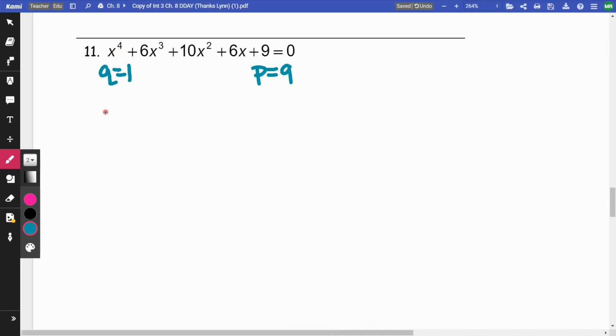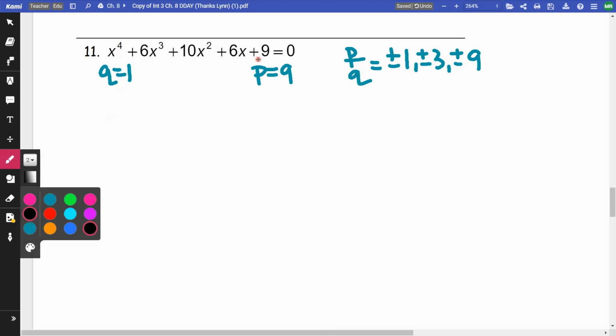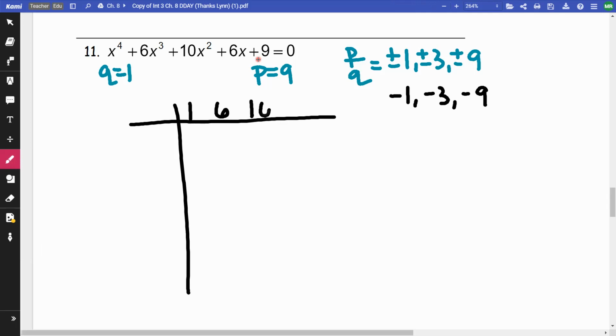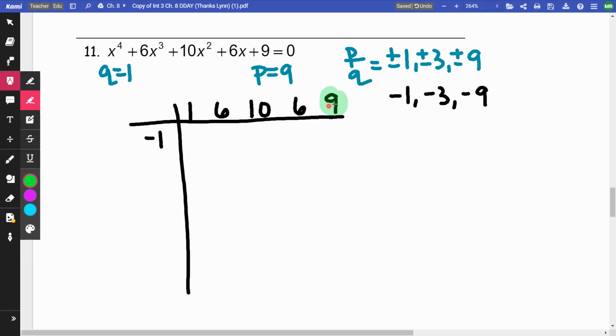My P is 9. So that means my P over Qs are going to be plus or minus 1, 3, and 9. Now I notice that these are all positives. So really, I can eliminate all the positives and just deal with the negatives. So I am going to have 1, 6, 10, 6, 9. And again, since these are all positives, bringing down a positive 1 times a positive and adding it, nothing's going to cancel out. So I'm going to focus on -1, -3, -9. Also paying attention to it being 0 is a 9.